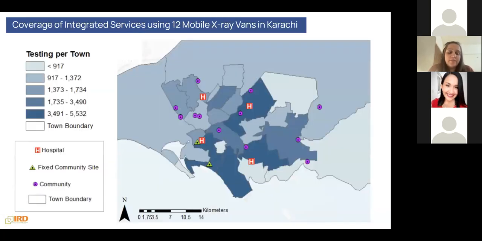Using this algorithm and our existing services, we used 12 of our mobile X-ray vans to provide integrated screening coverage across the city of Karachi. And we did this in various settings, as I mentioned. We worked with hospitals, we developed fixed community sites, and we did mobile community sites across the city, as you can see in the map.